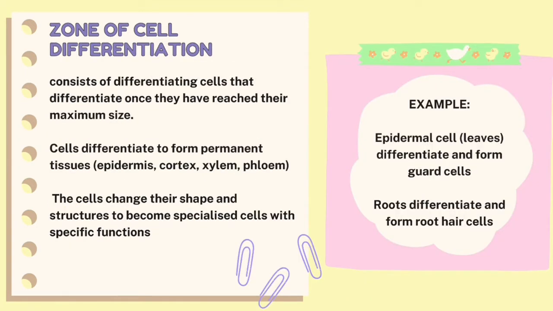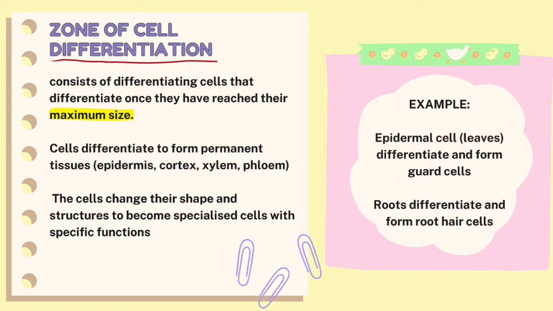Last but not least, we have the zone of cell differentiation. This zone consists of differentiating cells that differentiate once they have reached their maximum size. The cells differentiate to form permanent tissues such as the epidermis, the cortex, the xylem, and the phloem. Cells will change their shape and structures to become specialized cells with specific functions.